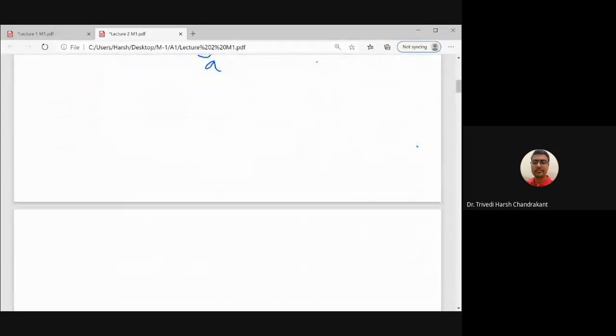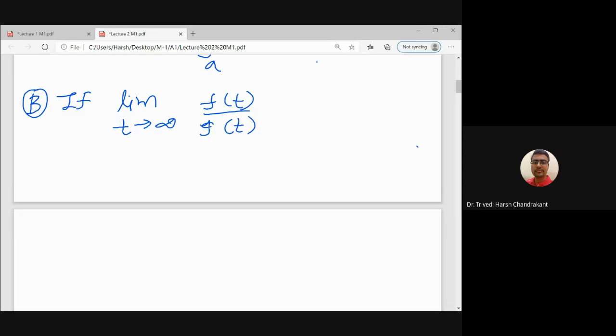So now the second case is when the limit is 0. If the limit as t goes to infinity of f(t) by g(t) is 0, then in this case we will get only one way.